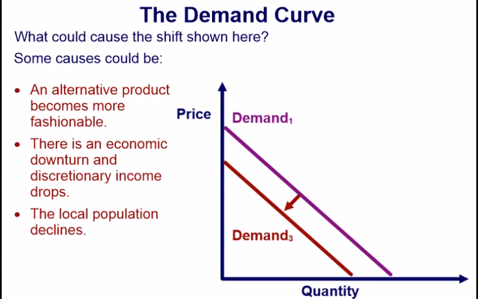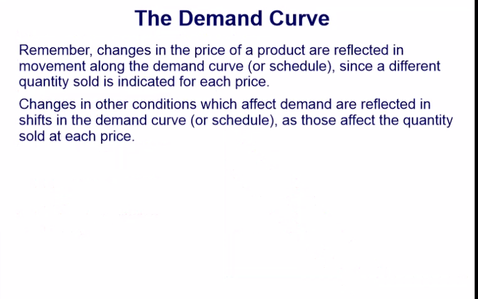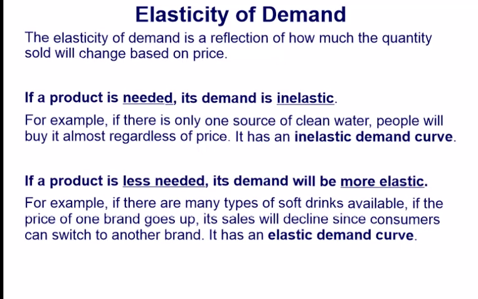Some causes could be an alternative product becomes more fashionable, there is an economic downturn, and discretionary income drops. The local population declines. Remember, changes in the price of a product are reflected in movement along the demand curve, or schedule, since a different quantity sold is indicated for each price. Changes in other conditions which affect demand are reflected in shifts in the demand curve, or schedule, as those affect the quantity sold at each price.